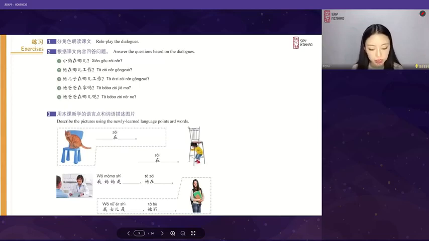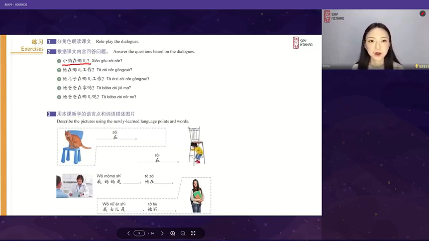Now let's move on to our practice. Okay. So first, let's try to answer the questions based on the dialogues. First one, 小狗在哪儿? Still remember the answer to this question? It is in the text. You can go back to the text and check the answer. This question is actually asking about the location of the puppy. So where is the puppy? The puppy is under the chair. So 小狗在椅子下面。 Okay, next one. 他在哪儿工作？ This conversation happened at the railway station.